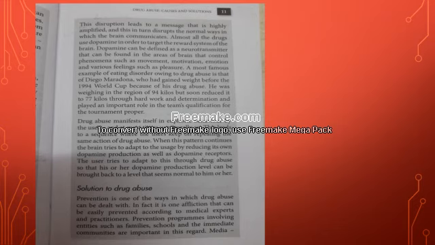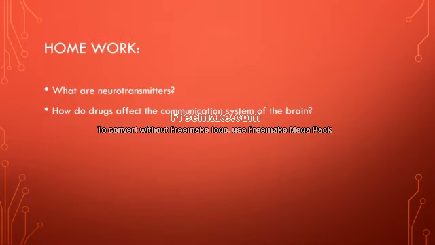I think all of you understand these two paragraphs, and there is a homework for you. The homework is: what are neurotransmitters? It is important for a 1 mark question. And the second one is: how do drugs affect the communication system of the brain that we discussed today? I think all of you understand how these drugs damage the communication system of the brain.